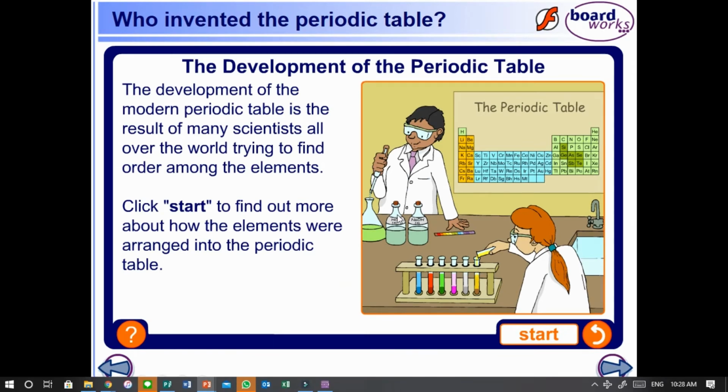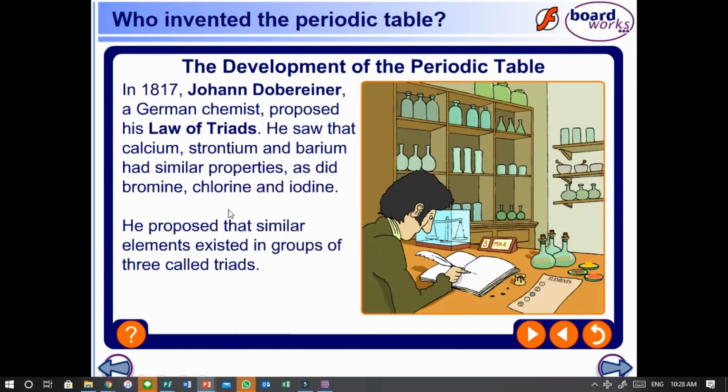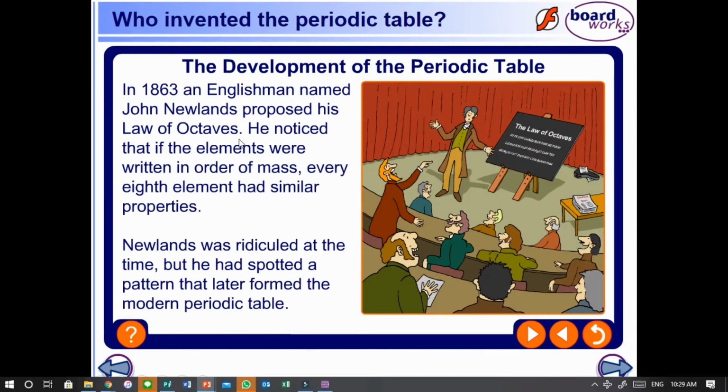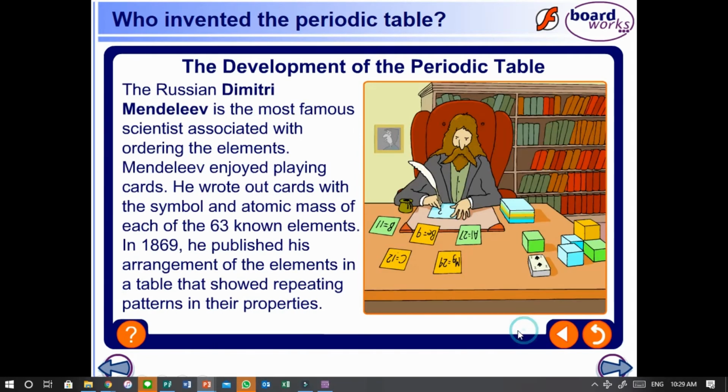The periodic table was developed. First, you had Johann Dobereiner, a German chemist. He wanted the law of triads, and he grouped them into threes. He was close, but it goes beyond that. Then you have Newlands' law of octaves. He wanted to do it in terms of mass, but there was a pattern. Then Dimitri, so he did the symbols and atomic mass of each of the 63 known elements, and he tried to show the repeating properties.